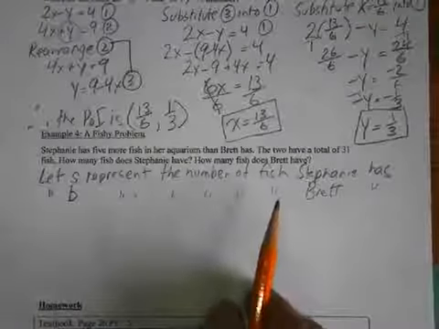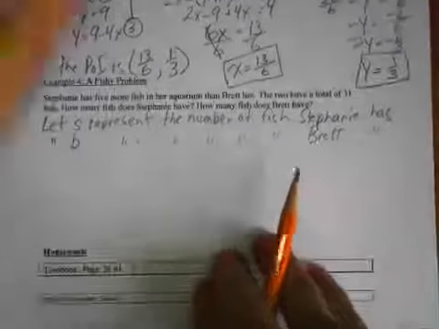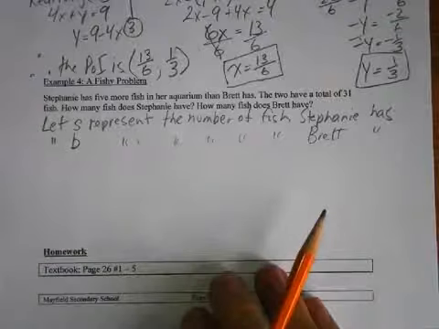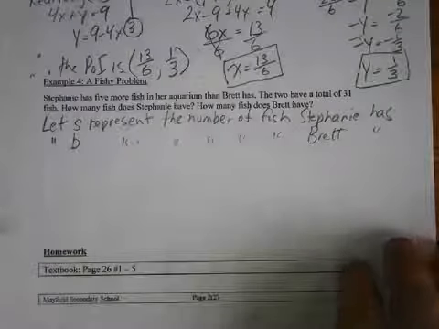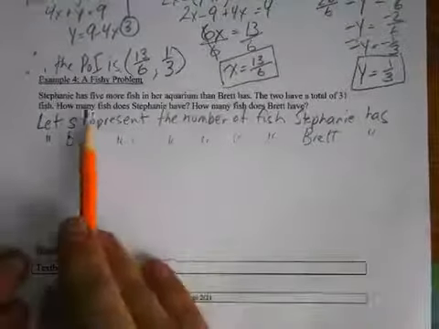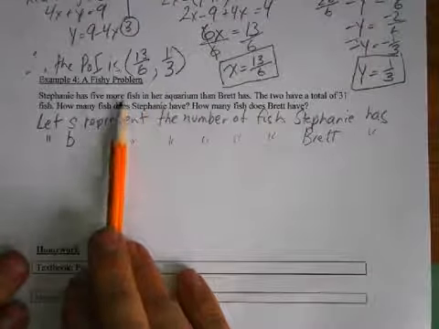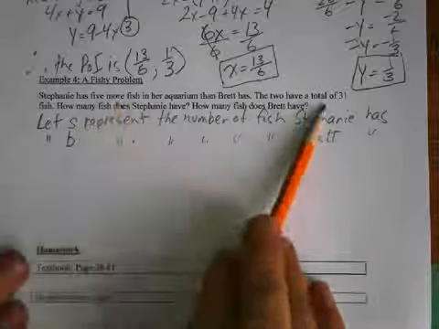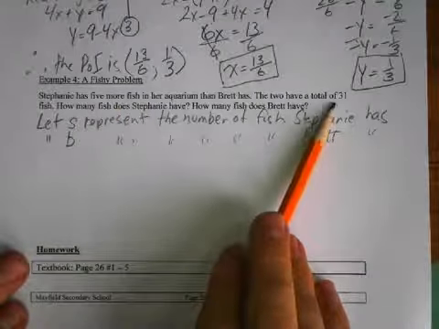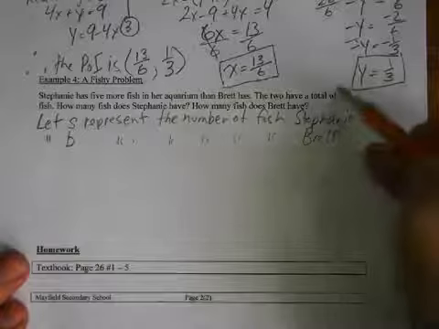Okay, so now we actually have to make two equations, and if it's a linear system, it's always two equations from the information that's given here. So you notice there's two numbers given here. There's the five more fish, and they have a total of 31. So this one is actually easier to start with.